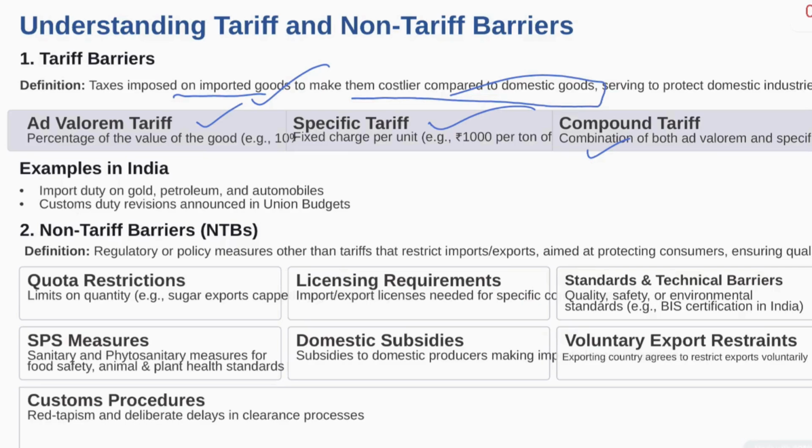Non-tariff barriers: regulatory or policy measures other than tariffs to restrict imports or exports, aimed at protecting consumers and ensuring quality. Quota restriction, licensing requirement, standard and technical barriers, SPS measures, domestic subsidies, voluntary export restraints, customs procedures.